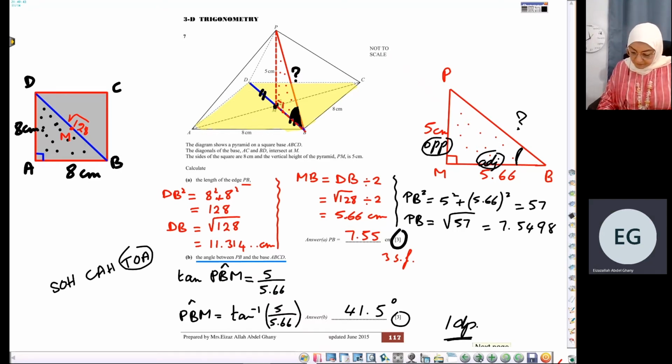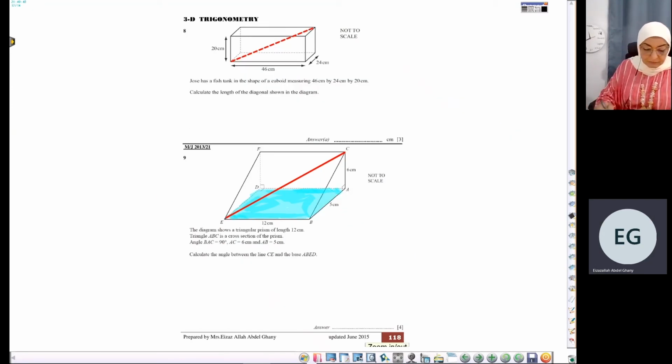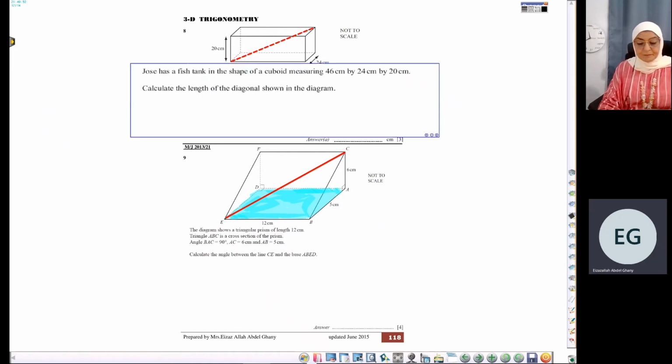Next question. It's a very simple question, but it has a great idea. It's a question from real life. Jules has a fish tank in the shape of a cuboid measuring 46 by 24 by 20 centimeters. Calculate the length of the diagonal shown in the diagram. As I said before, this is the longest diagonal of the cuboid. Now he doesn't want anything about angles. It's only a diagonal. How to find this diagonal?